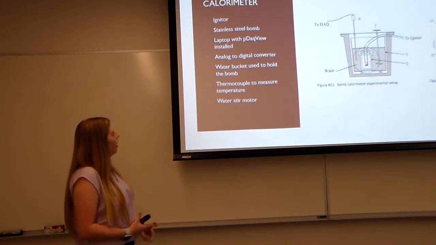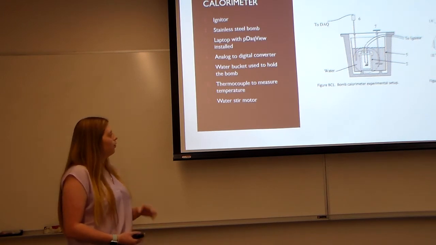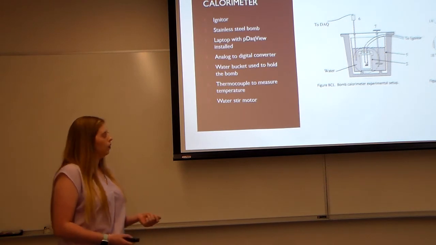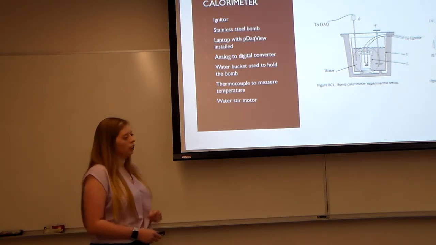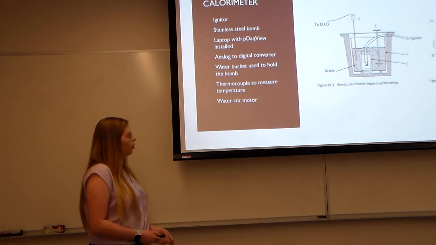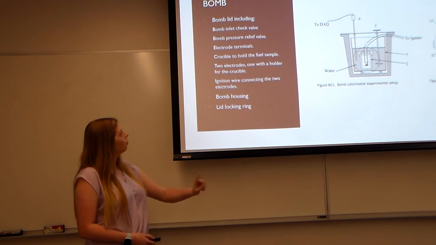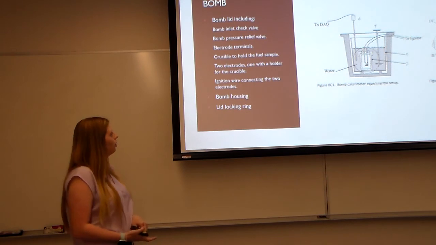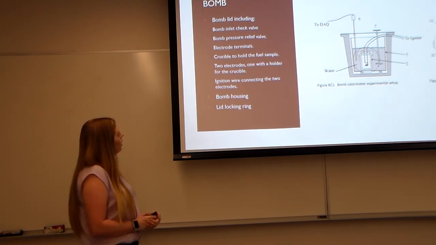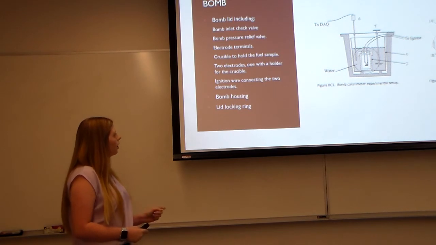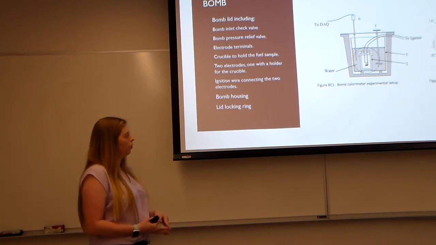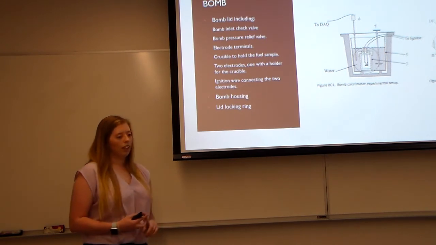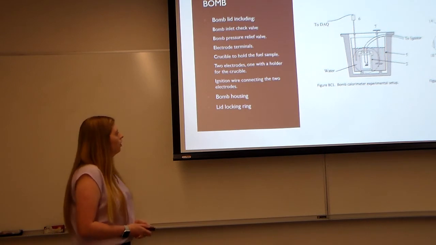So for the apparatus, the calorimeter, the whole thing on the left, had different parts. They're all labeled. You have the igniter, the stainless steel bomb, the laptop, which you would connect to run your data, the analog to digital converter, a water bucket used to hold the bomb, a thermocouple to measure the change in the temperature, and the water stir motor. Then for the actual bomb on the right was the lid, which had the inlet check valve, the pressure relief valve, the electrode terminals, the crucible to hold the fuel sample, and then two electrodes, one with the holder for the crucible, and then the ignition wires connecting the two electrodes. You also had the housing and the lid locker ring to make sure it's tight and not leaking.